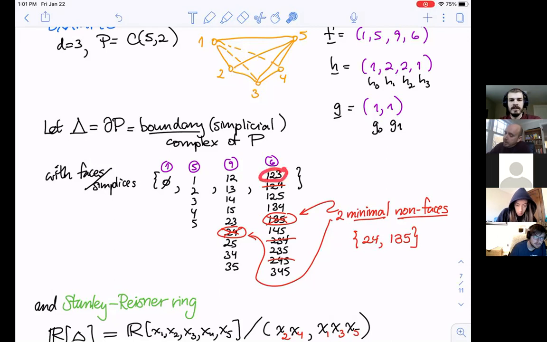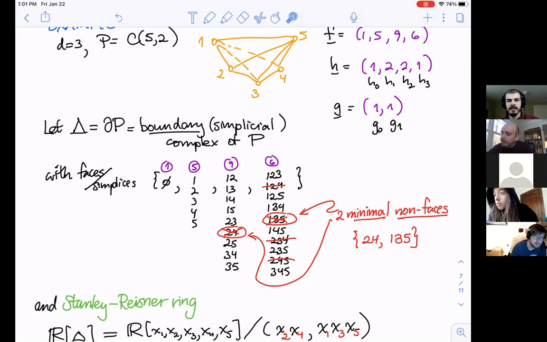Then there's the triangles like 1, 2, 3 and 1, 2, 5. Notice 1, 2, 4 is gone because, oh yeah, it contained this interior edge. 1, 2, 4 is definitely not a boundary triangle. I'm only allowed to have the triangles on the boundary. Also, 2, 3, 4 contains 2, 4. 2, 4, 5 contains the 2, 4. They're not there. There's one more though, a little more subtle.